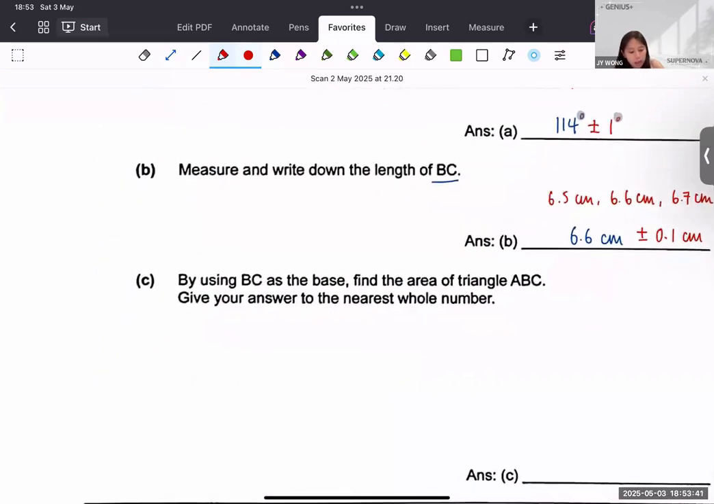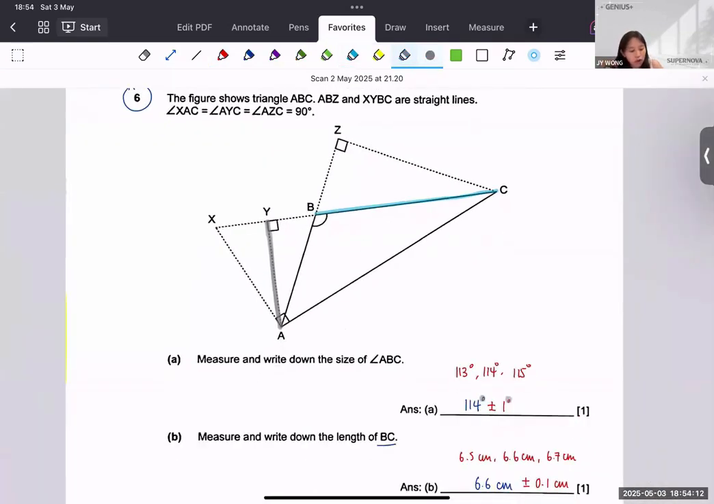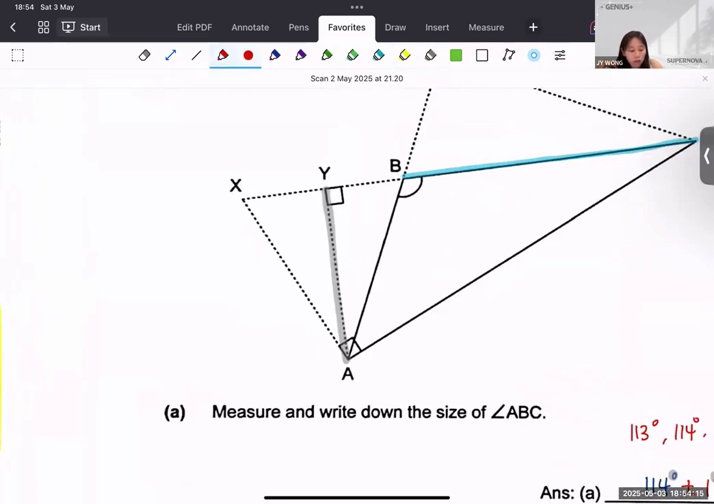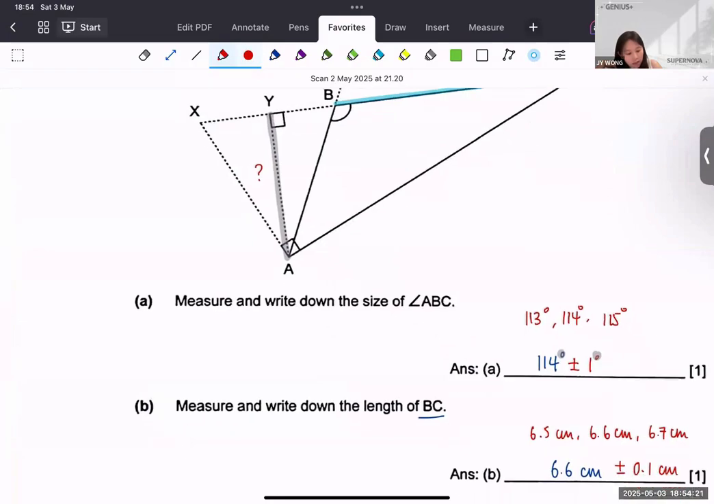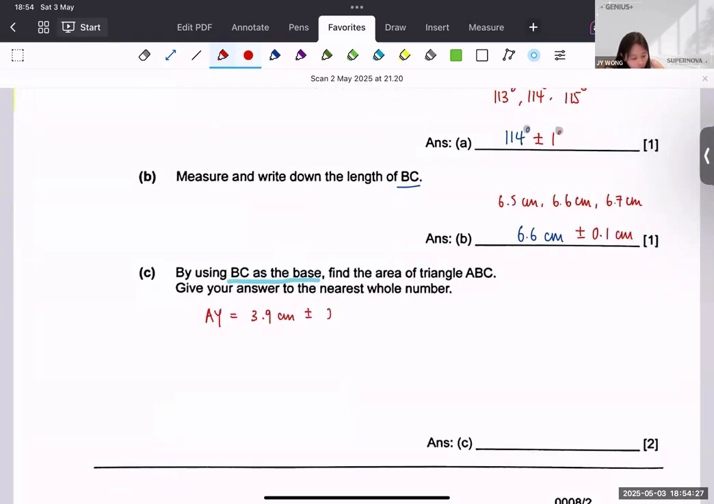Now, next thing is using BC as the base. Let's see, where's BC? BC will be the base. If you chose AY, then you will be on the right track. So you need to find the length of AY. Depending on what you find, what I measured is 3.9 centimeters. Again, I will give you plus minus 0.1 centimeters. So using the answers that you have found with your BC, depending on the value that you have found, you have to use it to find the area of triangle ABC, which you need to take half times base times height.